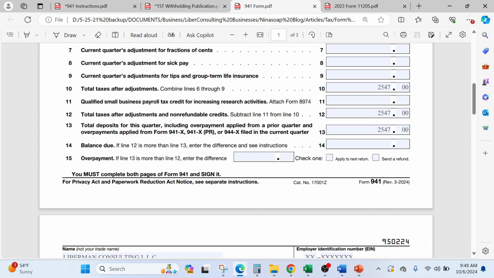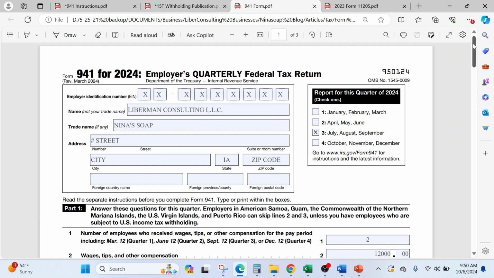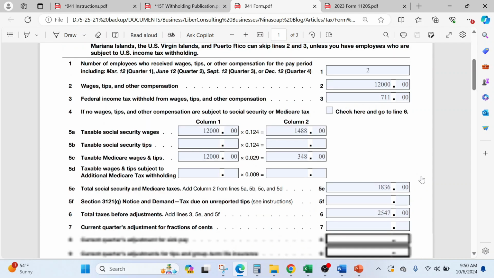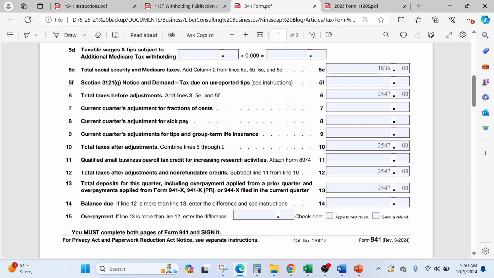The Form 941 is employer payroll tax return, and it is where you report the income tax withheld from the employees' wages, the social security withheld and your business portion of it, the Medicare tax withheld and the business portion of it. You report those, and if you make any deposit during the quarter to go against those tax due, it will go on line 13.